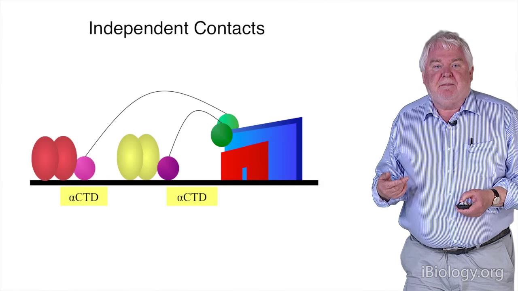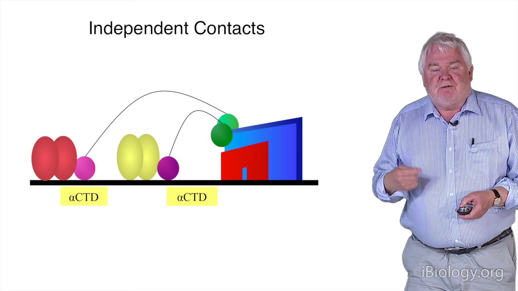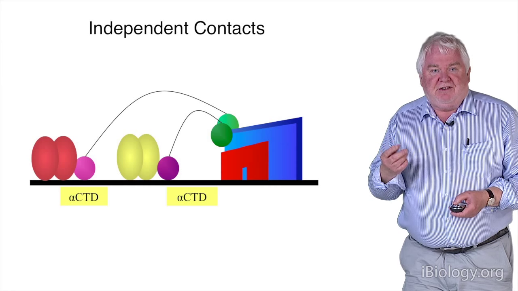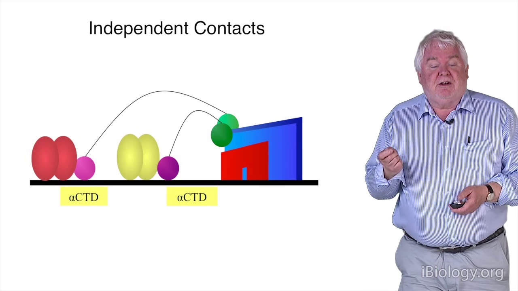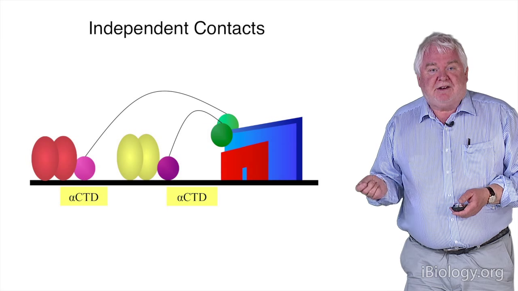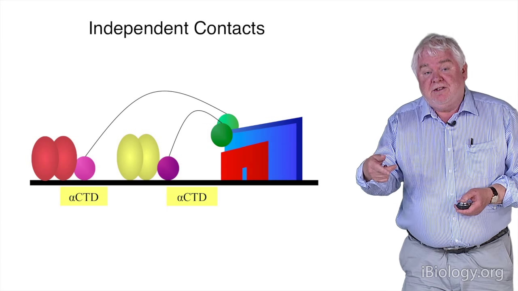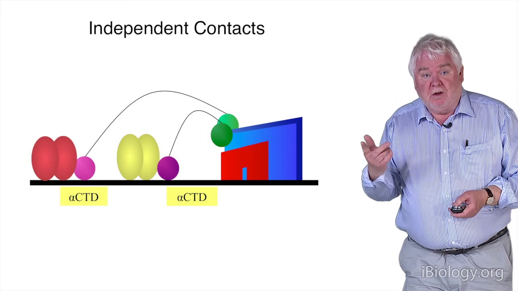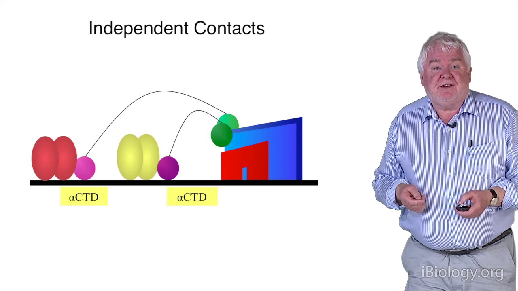So we call this activation by independent contacts, and I just stress that one of the reasons it works is because the RNA polymerase has two alpha subunits, and each alpha subunit has a C-terminal domain. And I would just point out that these C-terminal domains are highly conserved throughout most bacteria. Interestingly, they're not found in eukaryotes. In eukaryotes, of the subunits that fulfill the alpha function, one subunit does have a C-terminal domain, the other doesn't.